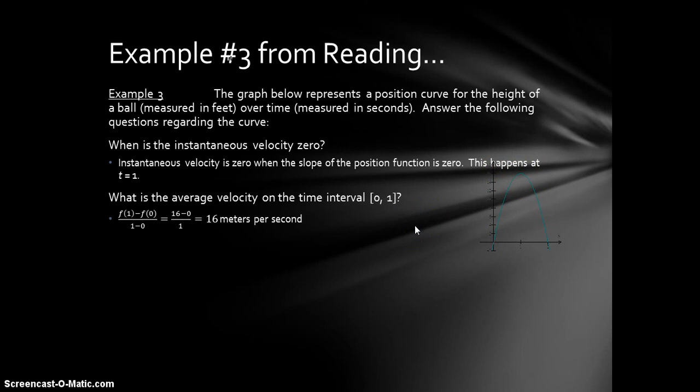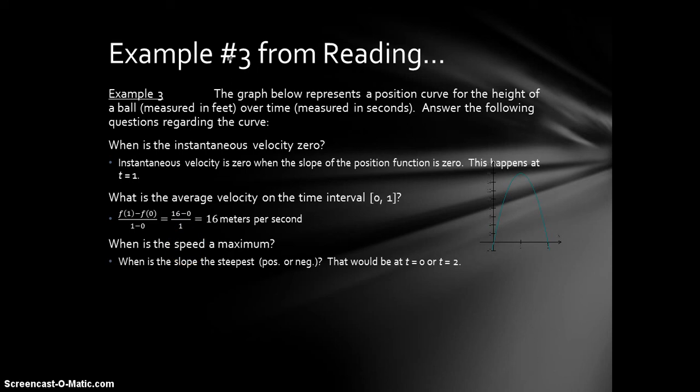Approximate the average velocity on the time interval 0 to 1. Or actually, what is the average velocity? At f of 1, our position function is at 16. At 0, our position function is at 0. So we do an average rate of change on that since velocity represents our derivative. And we get 16 meters per second. Excuse me, that should be feet per second. I hope you caught that.